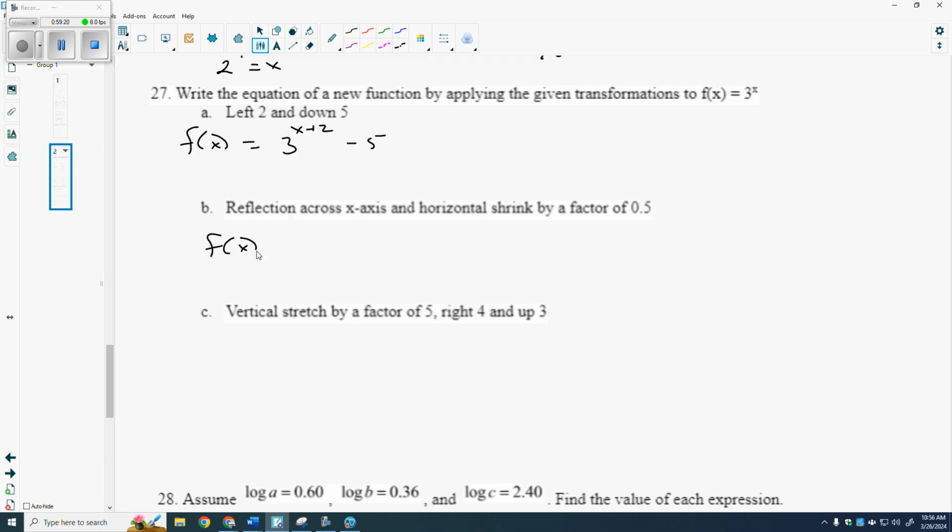Reflect across the x-axis. So these need to be negative. And a horizontal shrink. Be careful. Horizontal shrink has to go in the exponent by a factor of 0.5. So I need to have a 2 because it does the opposite. If we're going to shrink it, I actually have to have a 2x. It does the opposite to the x.